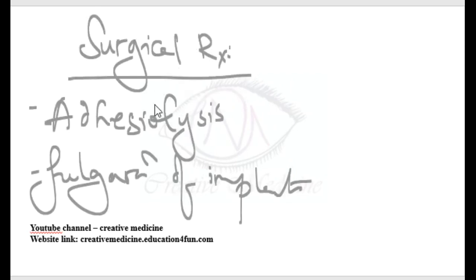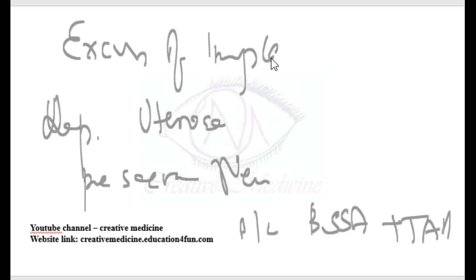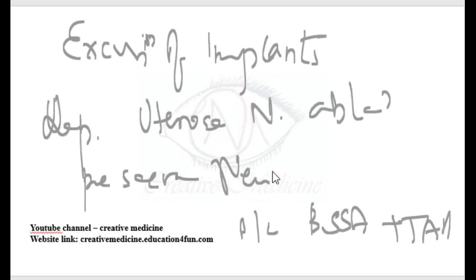So in surgical treatment, we can do adhesiolysis, fulguration of implants can be done, excision of the implants can be done. Then we can do laparoscopic uterosacral nerve ablation, and also presacral neurectomy is done. Bilateral salpingo-oophorectomy with total abdominal hysterectomy can also be done.